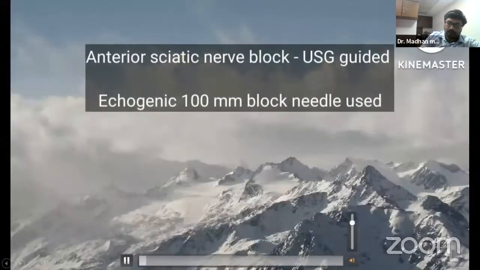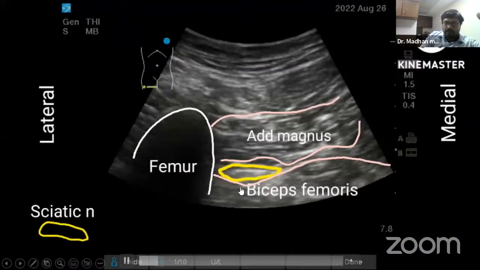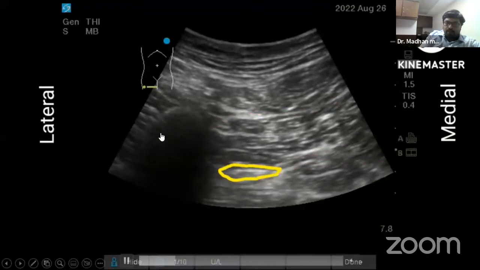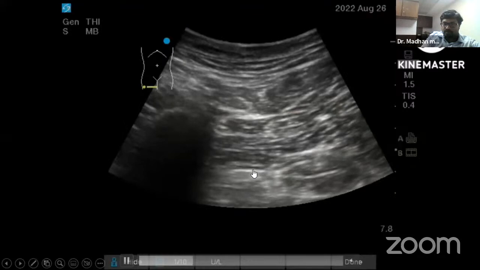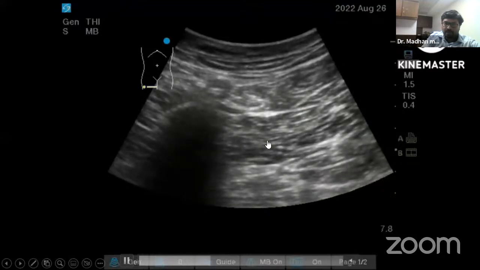So I'll show a video of doing anti-sciatic nerve block. So here the patient is supine and the thigh is externally rotated. After scanning, you get the femur here. This is the adductors, mainly the adductor magnus lying superficial, and you see the sciatic nerve here, and this will be the biceps femoris, which is the hamstring muscle, and we are coming medial to lateral.